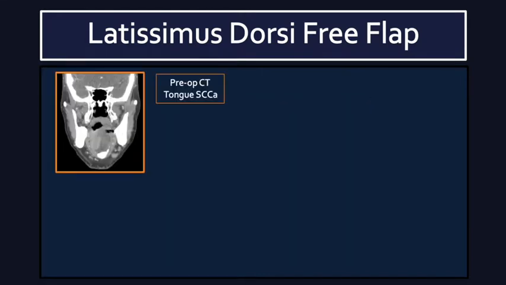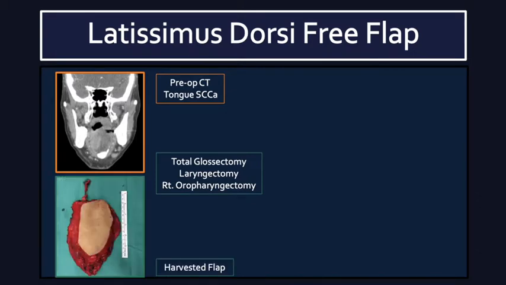This patient had a squamous cell carcinoma of the oral tongue that spread into the oropharynx and also into the larynx. A glossectomy, laryngectomy, and oropharyngectomy had to be performed. This is the back table view of the harvested latissimus dorsi flap. We can see the muscle bulk, the smaller skin paddle, and there is our vascular pedicle.